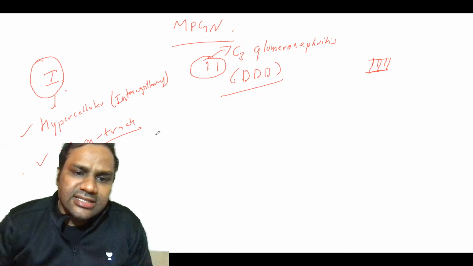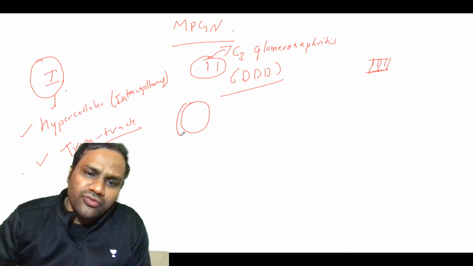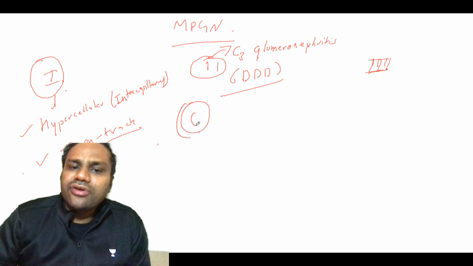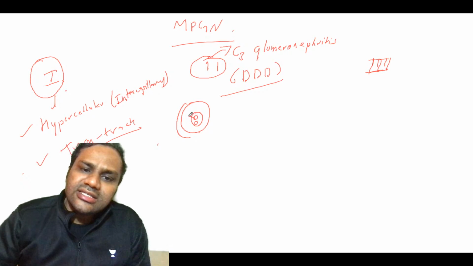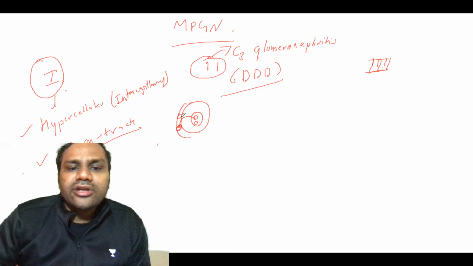Suppose this is the capillary loop with basement membrane. So here you have the mesangium, these are the mesangial cells. What happens is that these mesangial cells sometimes interpose between the basement membrane and the capillary loop. So here they will interpose circumferentially.